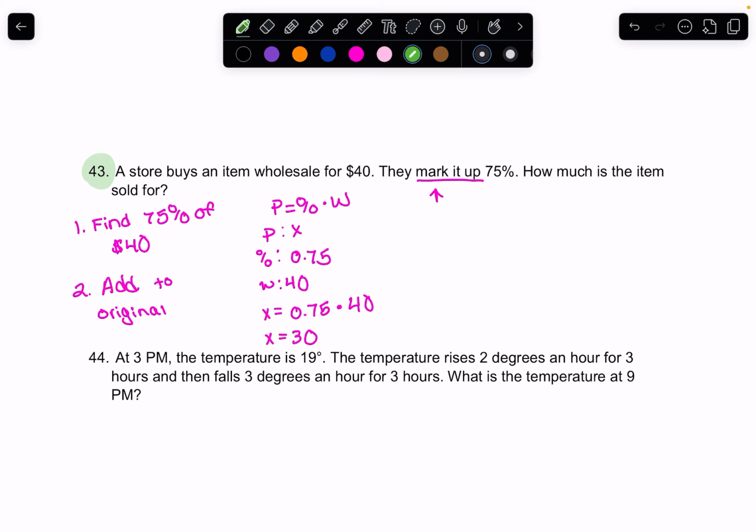Now, second part of the problem, we took our original amount, which is 40, and we add the amount of markup. So you as the consumer would have to pay $70 in order to purchase this product.